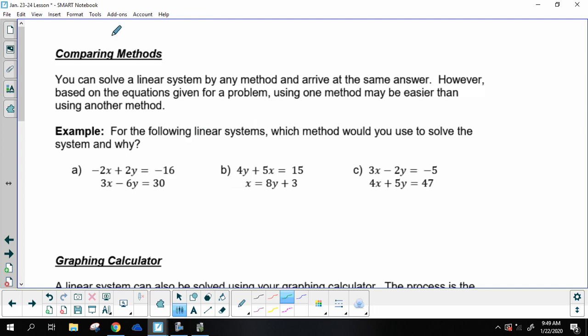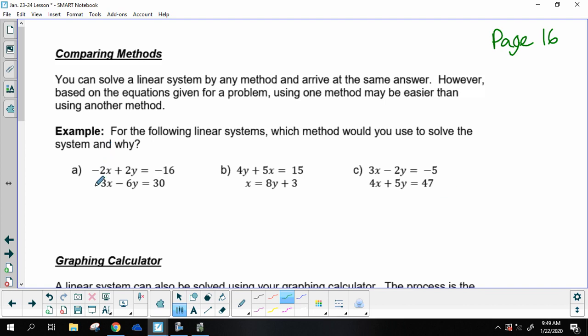Okay, the first part of this video, which is page 16 in your notes, is just quickly talking about which method would be good to solve which type of question. You can solve a linear system by any method and you would arrive at the same answer. Based on the equations given, one method might be easier than another. So let's figure out what method might be best for these systems and maybe why.